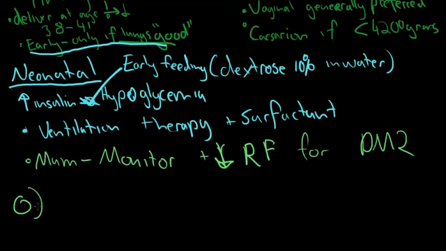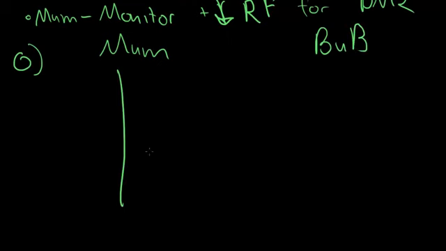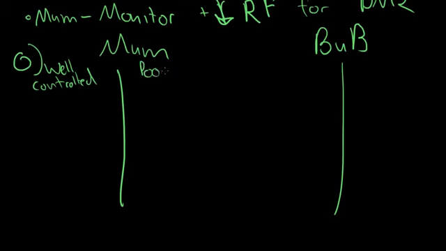I don't think the outcomes are generally that bad. But I'll break it up with well-controlled outcomes. I'll break them up into mum and bub, and well-controlled, poor-controlled.